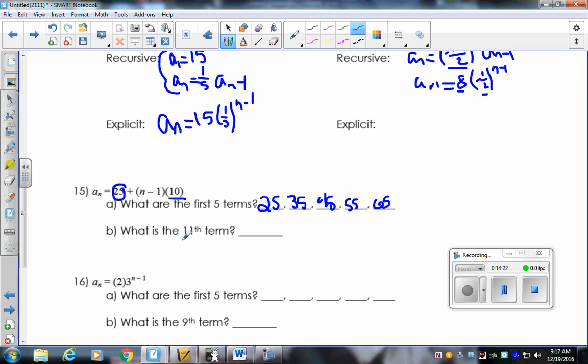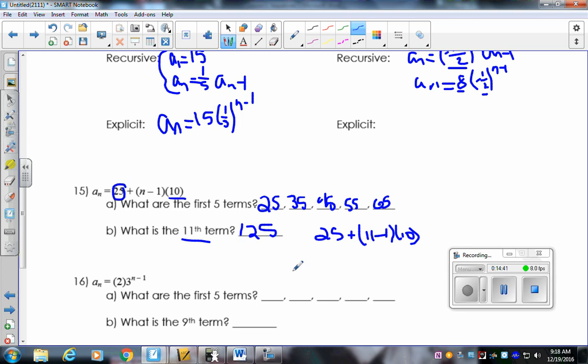Now it says, what's the 11th term? Since it's not asking me too far in, I could theoretically write out 11 terms, no problem. Or I can use my formula, just substitute 11 in for n. So I'm doing 25 plus 11 minus 1 times 10. Okay, so 10 times 10 is 100. Add the 25. 125 is my 11th term.